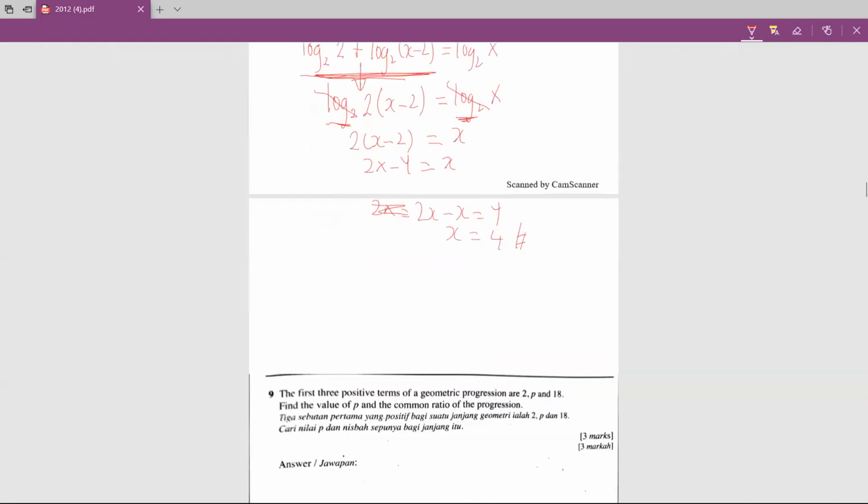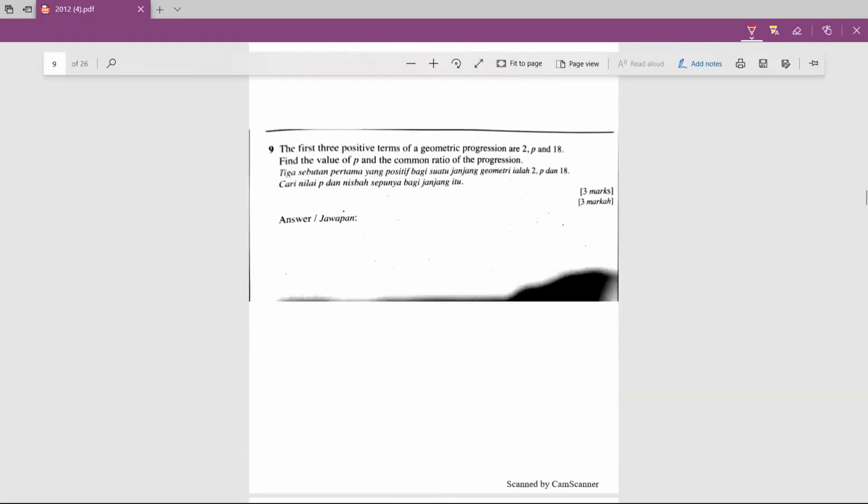Okay, let's look at question number 9. Question number 9 adalah soalan progression. It's either arithmetic or geometric. No problem lah. Okay, kita baca. The first three positive terms of a geometric progression are 2, P, and 18. Find the value of P and the common ratio of the progression.